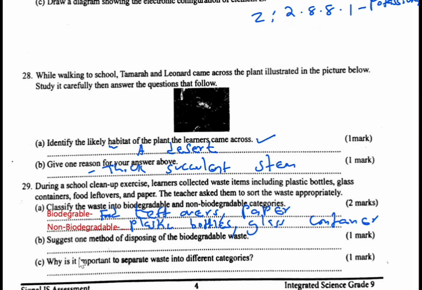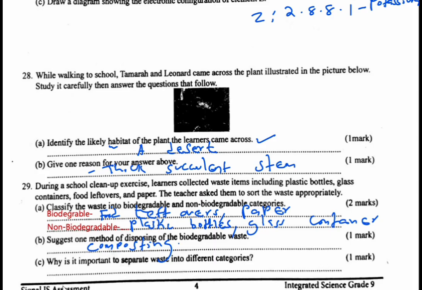Part B, suggest one method of disposing of the biodegradable waste. So how can we dispose of this one which can decompose easily? So the best way, or one method, is by compost. We can do it by making what we call compost manure, that is composting. So we get that one mark.